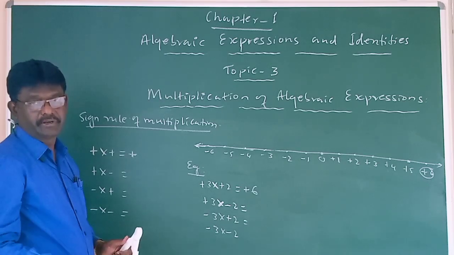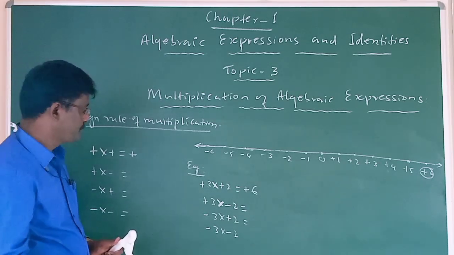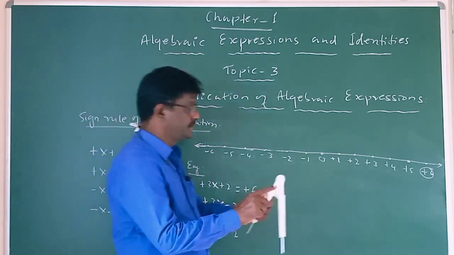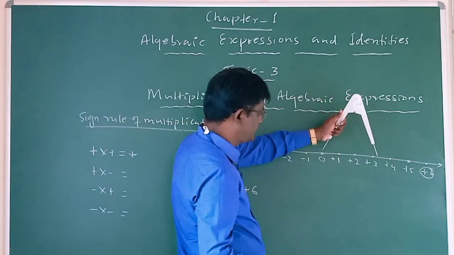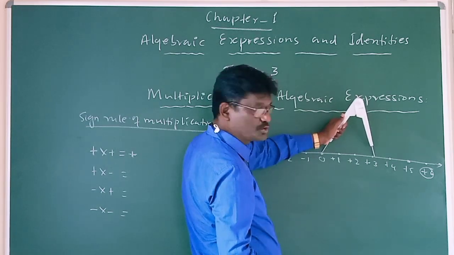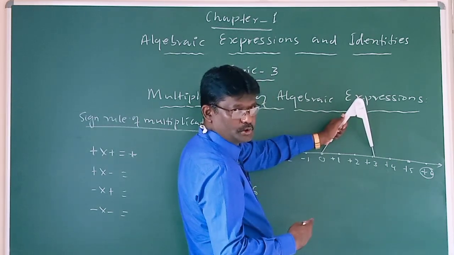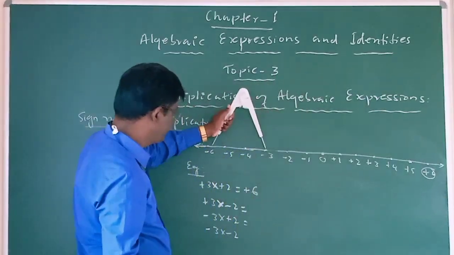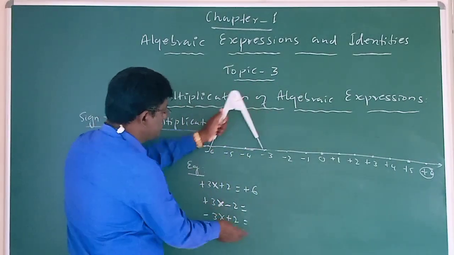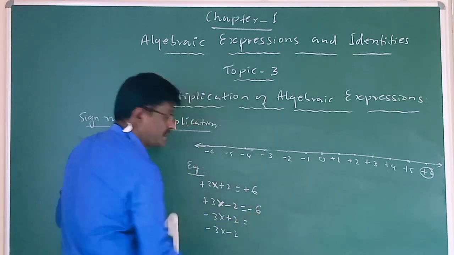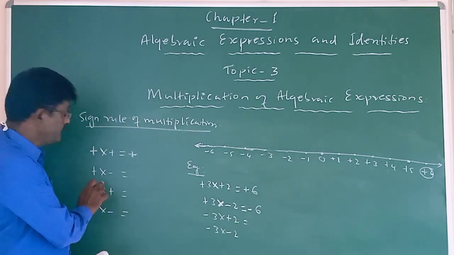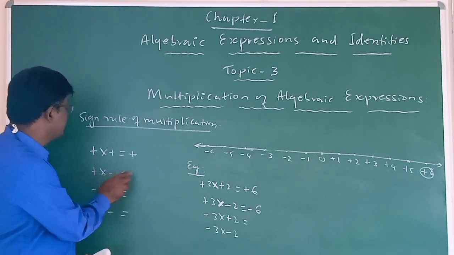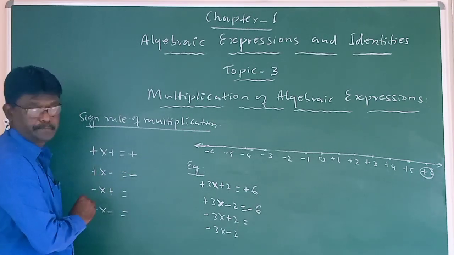In coordinate geometry, we will study this in detail. Next, plus 3 into minus 2. Plus 3, let it face towards this side. Then minus 2 means we have to go back 2 times. Hence, 1, 2. See that? Minus 6. Thus, we can arrive at one conclusion: plus into minus is minus.